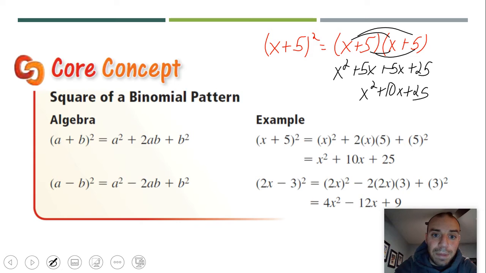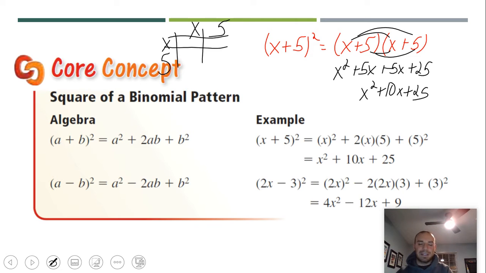You could also still use your box technique. If you're somebody who likes the box technique, you can do that. You have an x and a 5, an x and a 5, and draw your boxes and get the same answer.